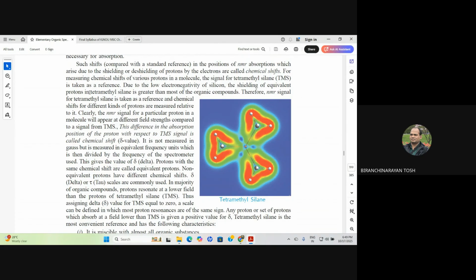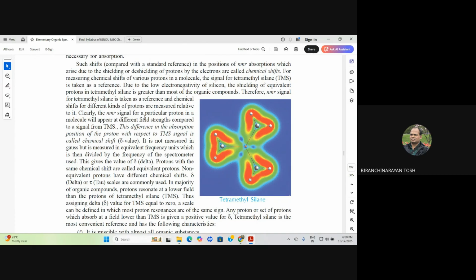So tetramethylsilane is taken as the reference. Due to the low electronegativity of silicon, the shielding of equivalent protons in tetramethylsilane is greater than in most organic compounds. The shielding is high. Therefore, we have taken the NMR signal for tetramethylsilane as the reference, and the chemical shifts of different kinds of protons are measured relative to TMS, or tetramethylsilane.